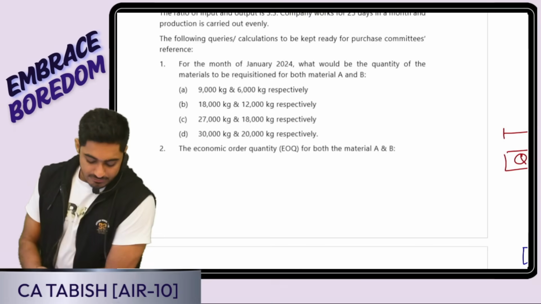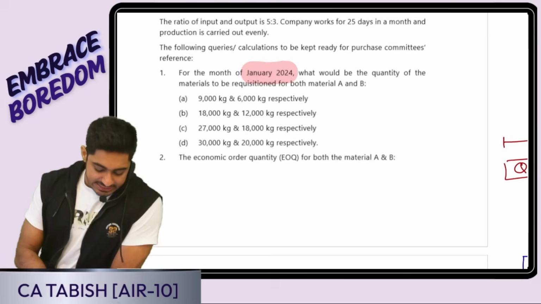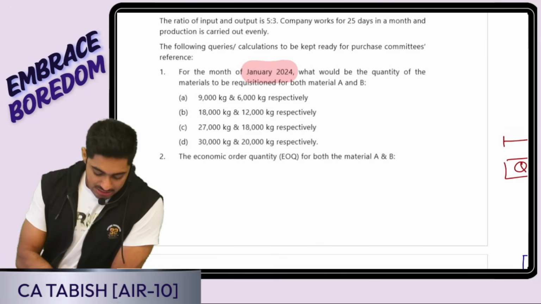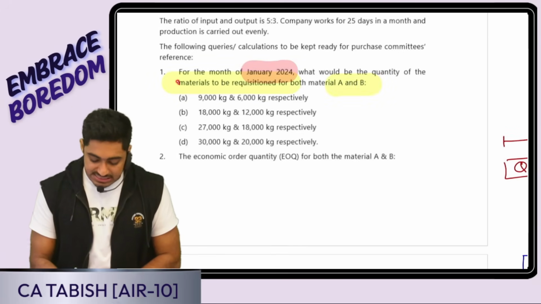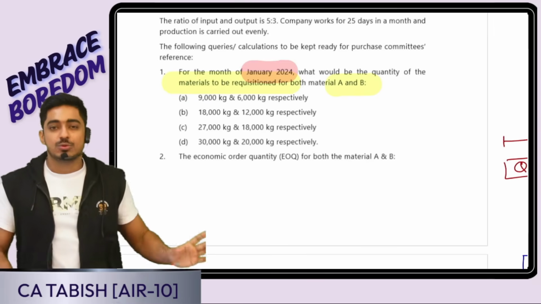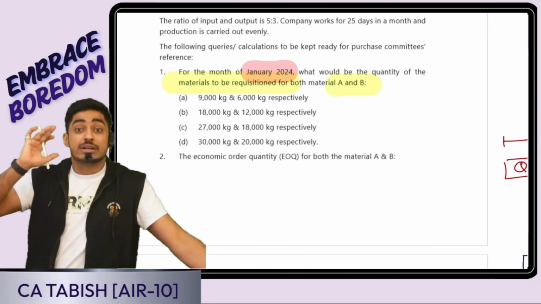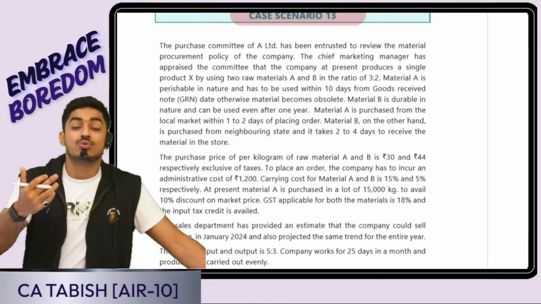Now pay attention. For the month of January 2024, 1 month they have asked, what will be the quantity of material to be requisitioned? How much material should I purchase for A and B? Just reading this line, what idea did you get? They're asking about quantity of material to be purchased. Somewhere around the material costing chapter it could be. Now you see the story. Yes, the story will make a lot more sense for you.